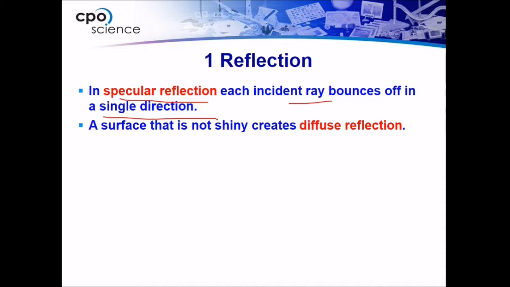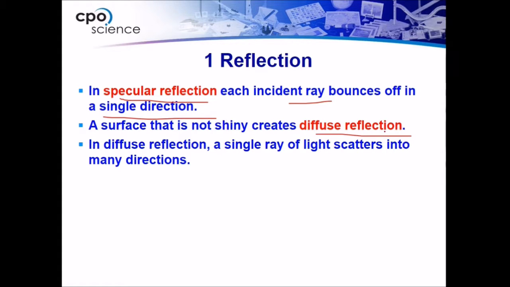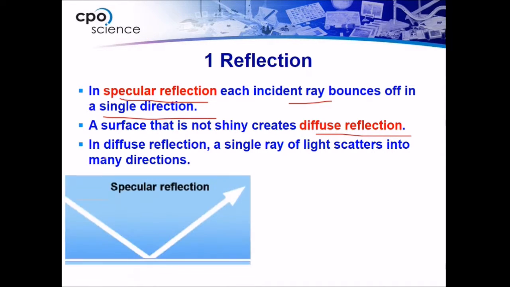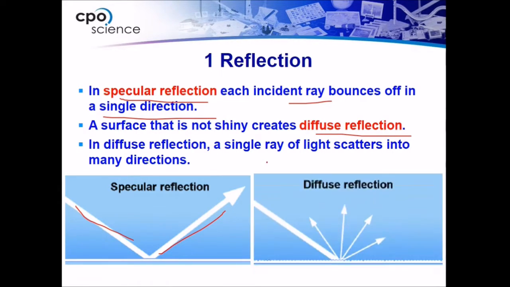A surface that is not shiny creates diffuse reflection. So what happens in this diffuse reflection? A single ray of light scatters into many directions. This is specular reflection. The incident ray bounces off in a single direction, and a surface that is not shiny creates a diffuse reflection. So in diffuse reflection, a single ray of light scatters into many directions.